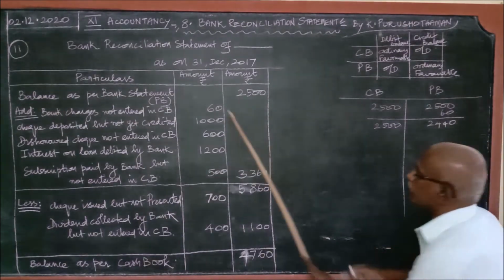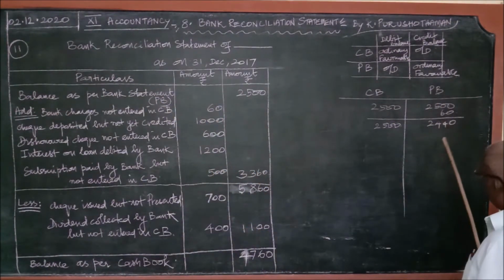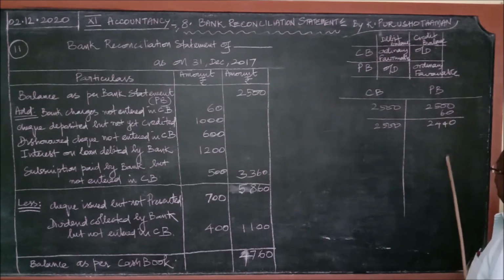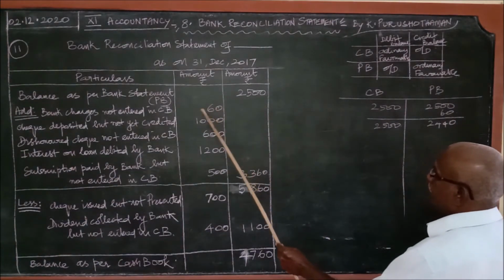We start from the passbook, that is bank statement. Suppose the bank statement, the passbook, what we must do? To equalize the total, this should be increased. This should be more. So what should we do? Add. That's what I always ask you.